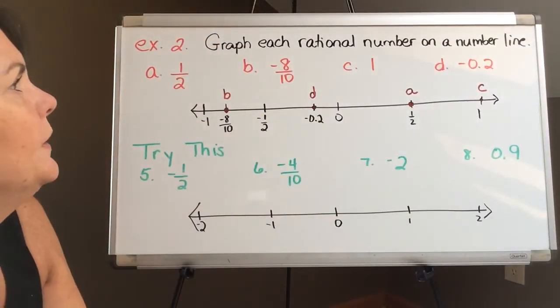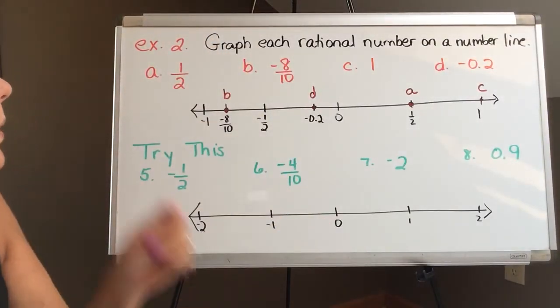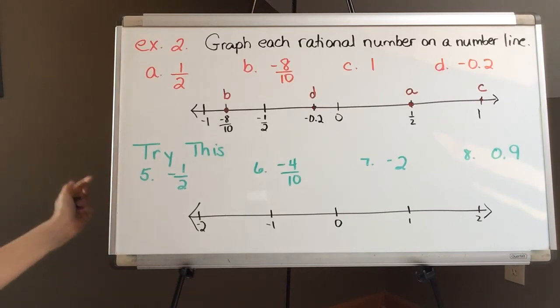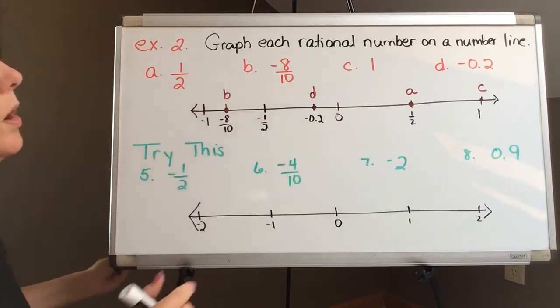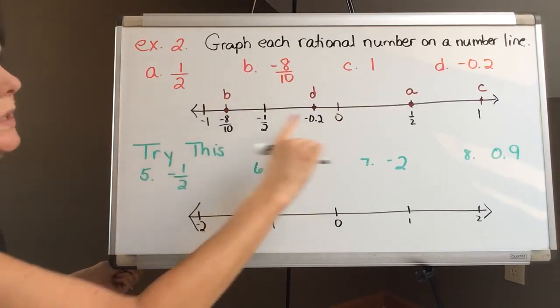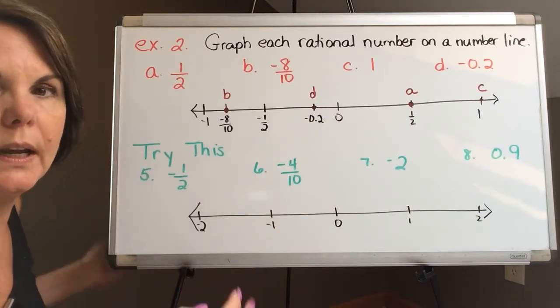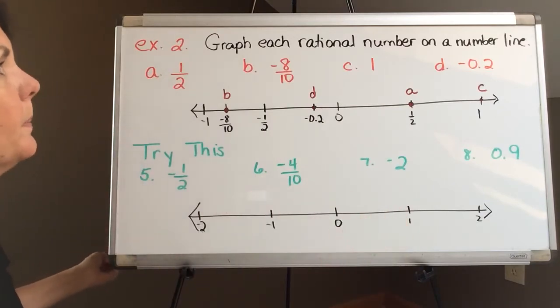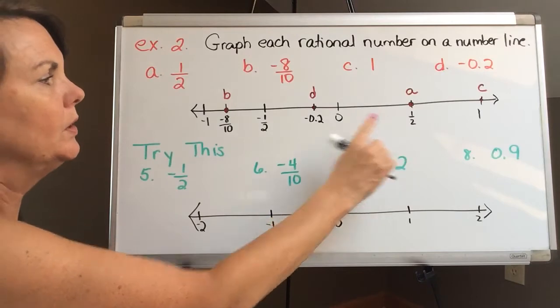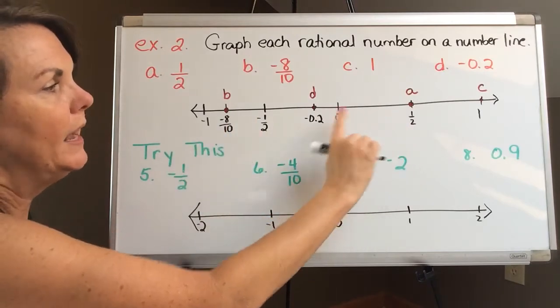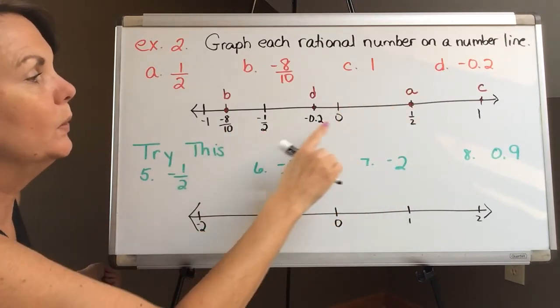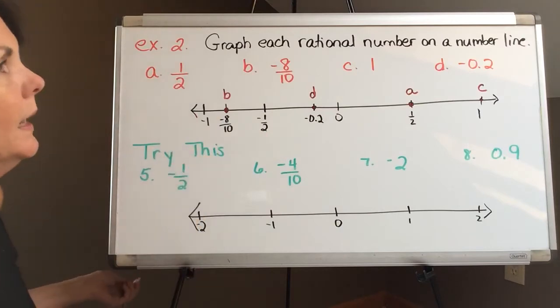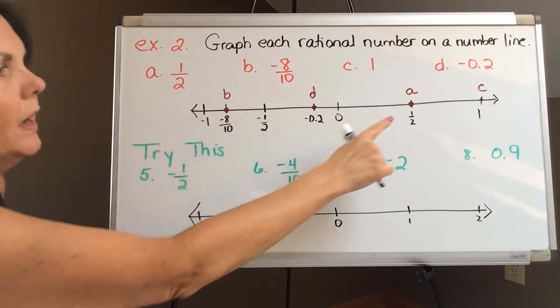Look at example 2, graph each rational number on a number line. Well, if you take a look at what I've done here, all of these are between 1 and -1. So I made my number line only between 1 and -1. It gives me a little bit more room here. All right, and then I like to locate where's my halfway point. So I have 1/2 between 0 and 1, and -1/2 between 0 and -1. Now I'm going to plot these. Well, 1/2 obviously is right here.